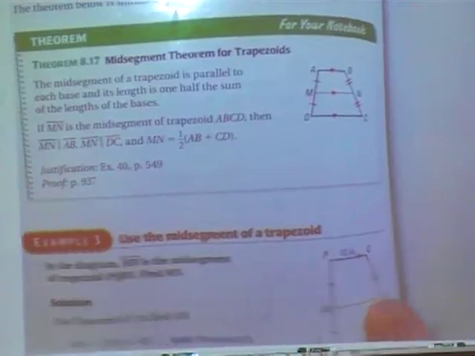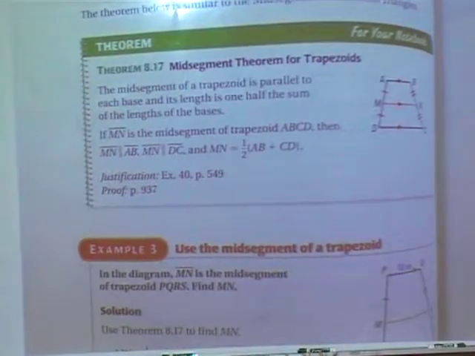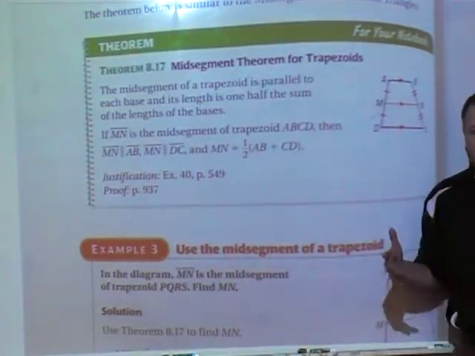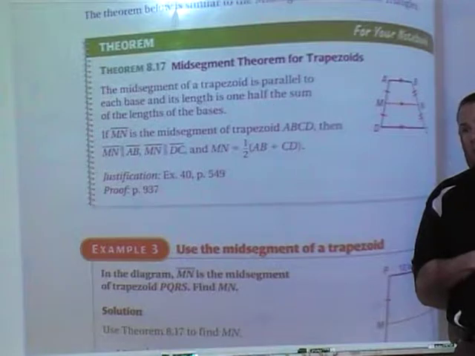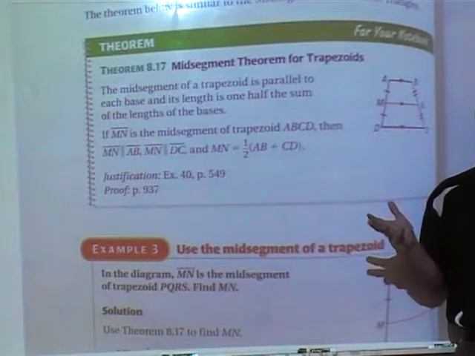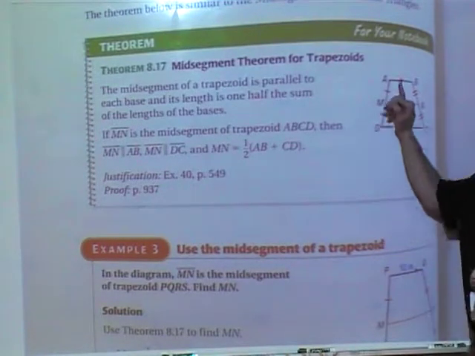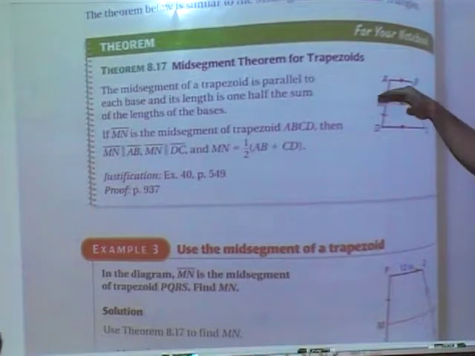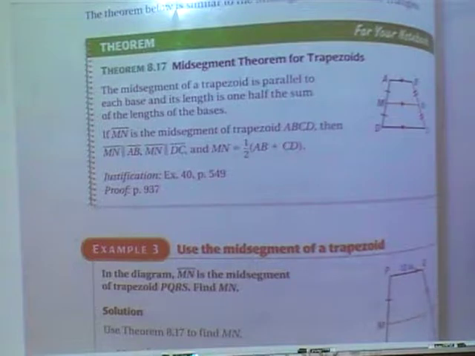Midsegment theorem is pretty simple. All it says is this, that first of all, the midsegment, where is it? It's halfway in between your parallel lines. That's where the midsegment is. It's not a vertical line. It's a horizontal line between your parallel lines, halfway in between.